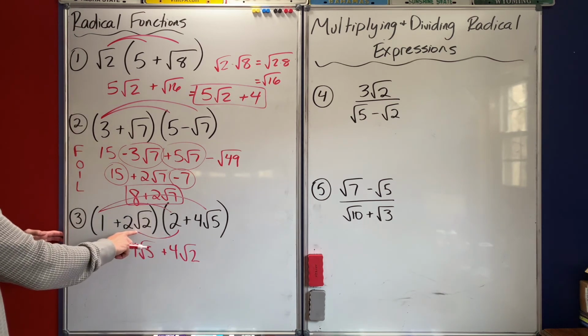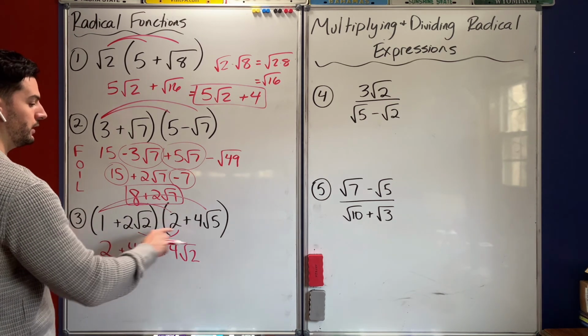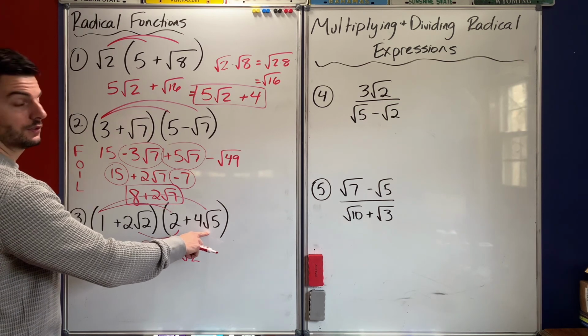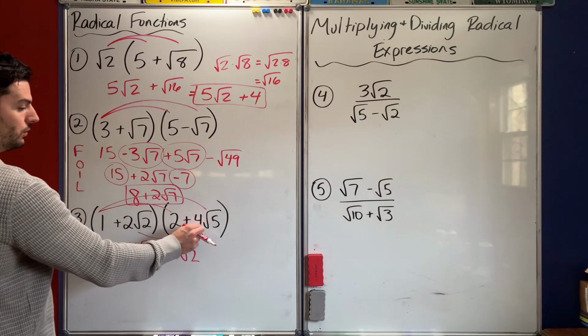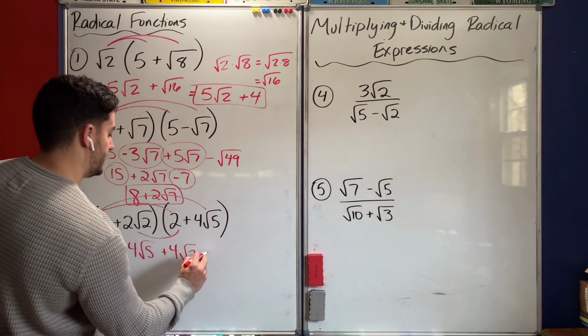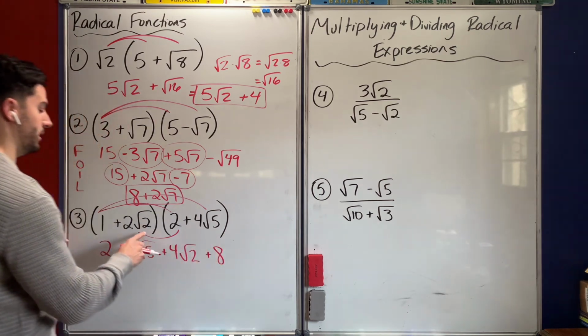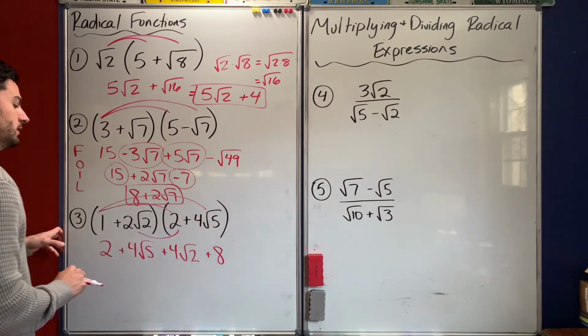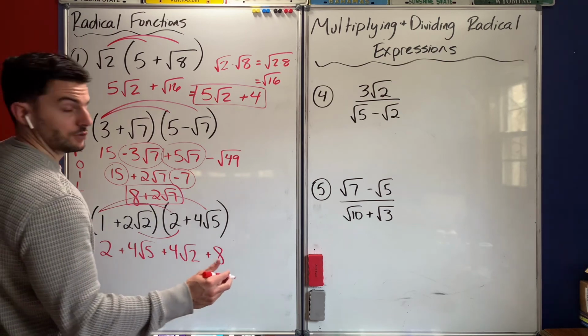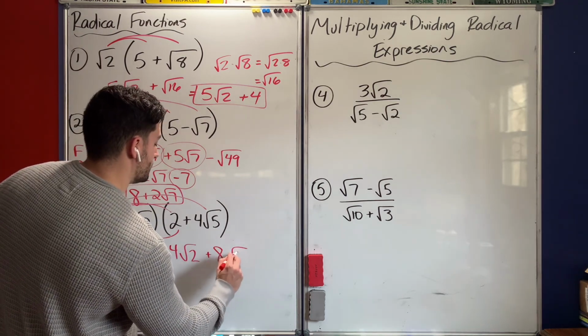And then last, I have 2 square roots of 2 times 4 square roots of 5. Okay, so look, I'm going to multiply the two whole numbers together. 2 times 4 is 8. And then I'm going to multiply the radical parts together. So 2 times 5 in the radical gives me 10.